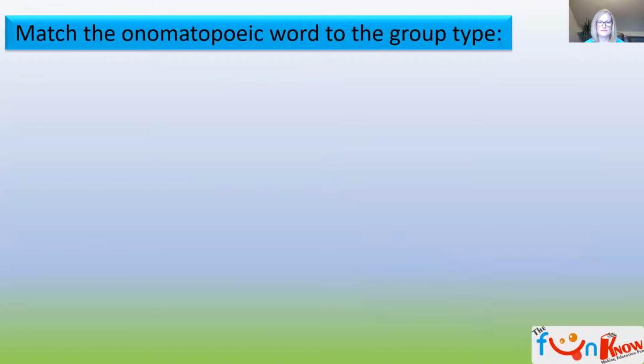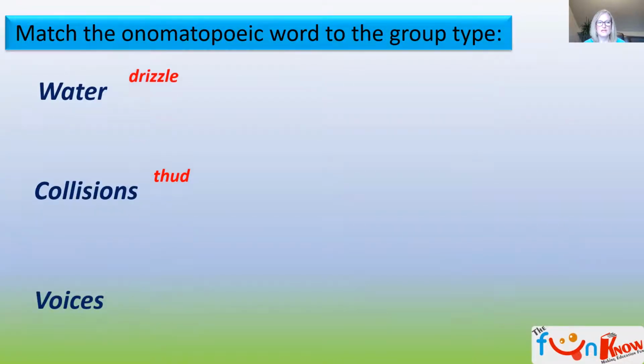How did you do? So for water, we have drizzle and splash. For collisions, we have thud and clink. For voices, we have growl and chatter. So if you're writing about something to do with water, you could use an onomatopoeic word, drizzle, splash, to give a stronger impression in your writing.